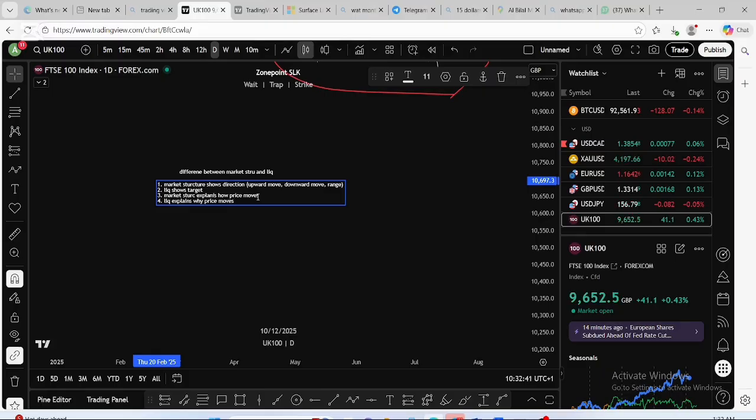You can see how everything is entering each other. Liquidity explains how price moves, in the sense that you know that this price is moving up because it wants to go and do what? Take out an external range liquidity.